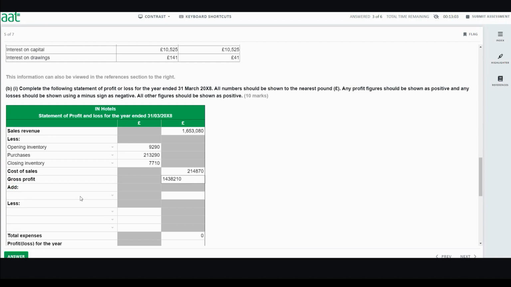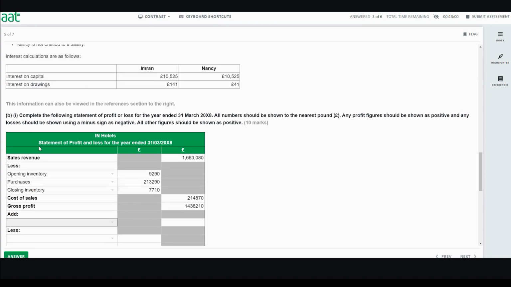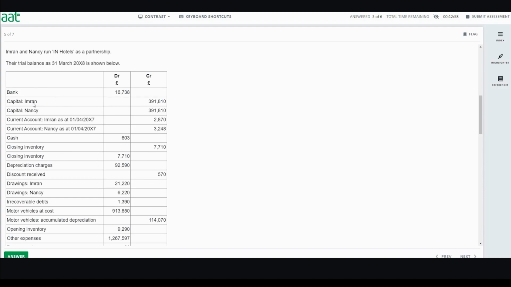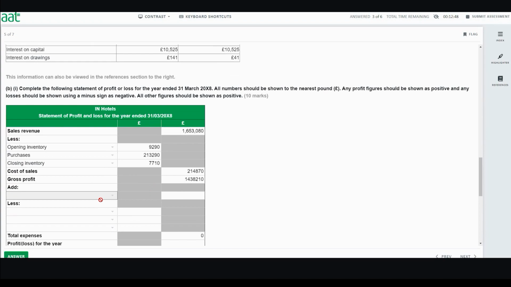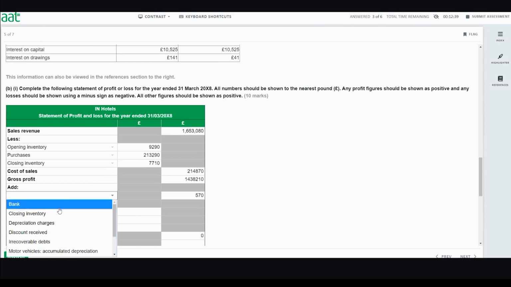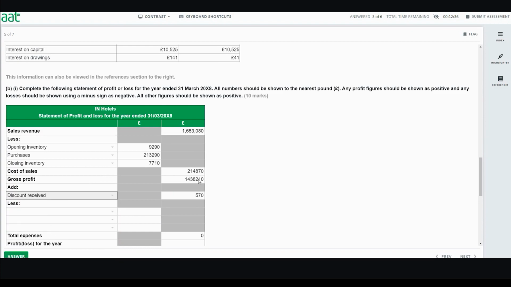Okay, if it says add here, this is your other income. So just have a look to see if there's anything in here. You've got discounts received there of 570, so that's your other income. It could be rent received, it could be anything like advertising receipt. Okay, so it is discount received. So that would be gross profit plus your discount received, and then we're going to take off your expenditure.